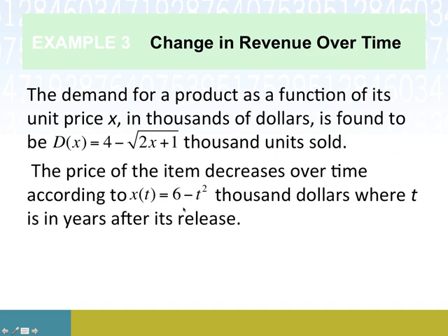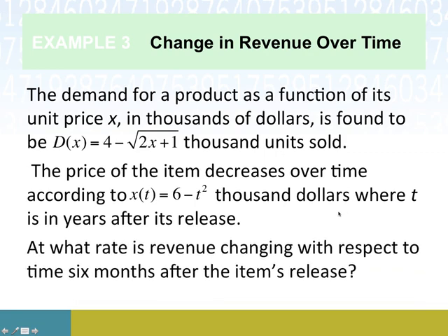We don't see $100 camcorders that are these giant things that you fit over your shoulder anymore like we did in the late 80s. So price decreases over time, and the thing we're supposed to figure out is at what rate is revenue changing with respect to time 6 months after the item's release. So these are the key phrases to look out for. At what rate is revenue changing? With respect to time tells me the input, and then 6 months after release is going to give me a particular time that we're after.